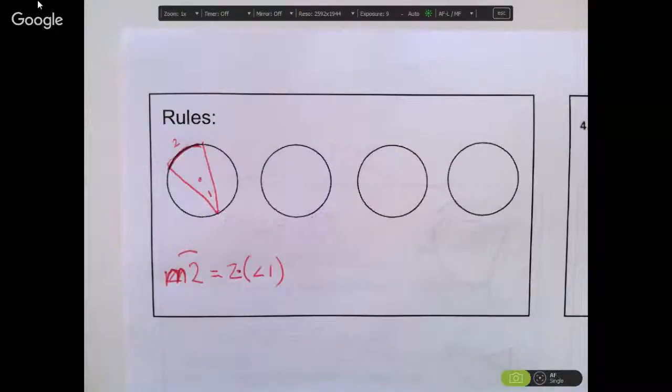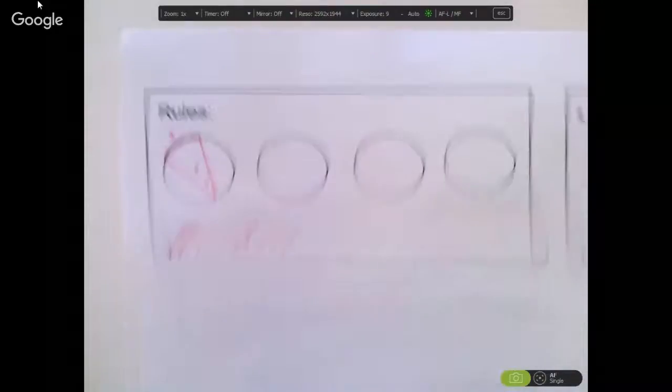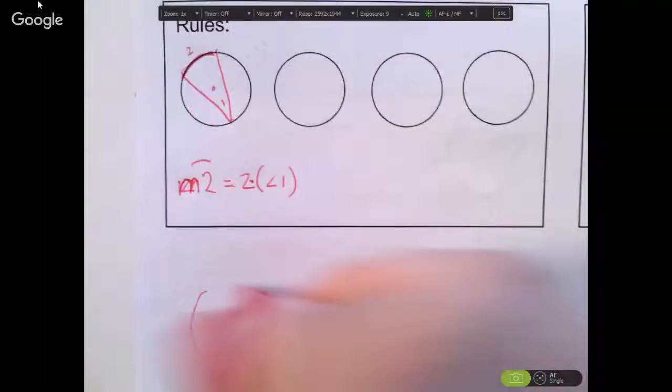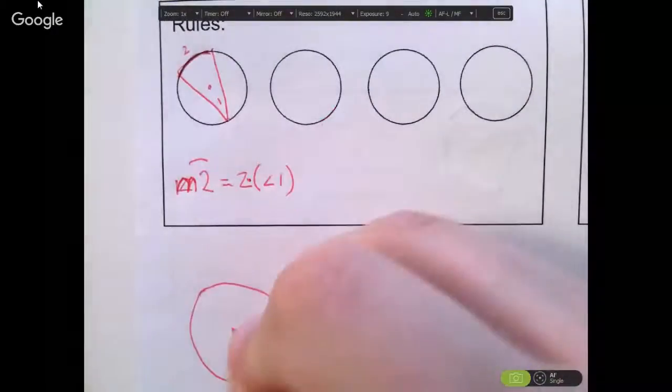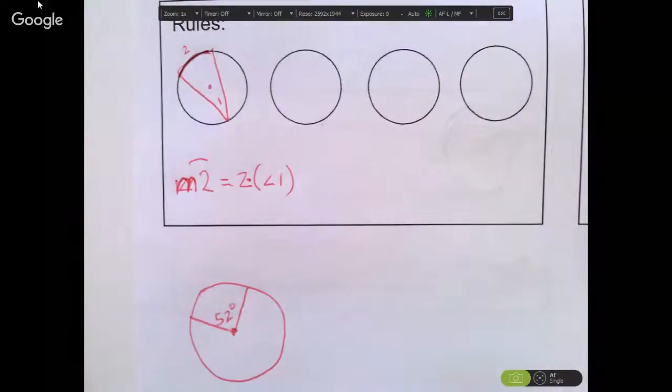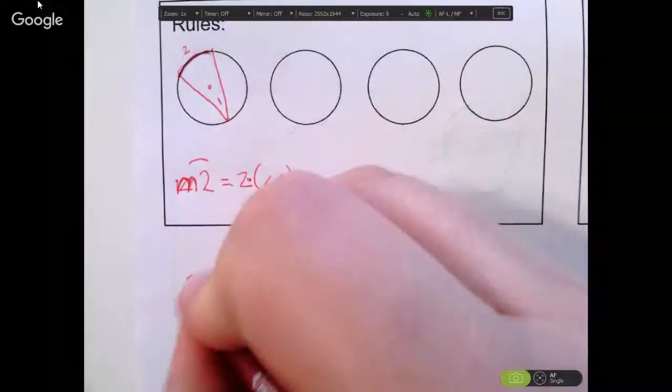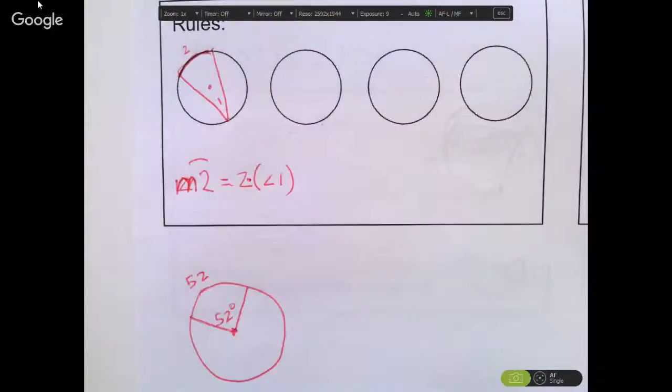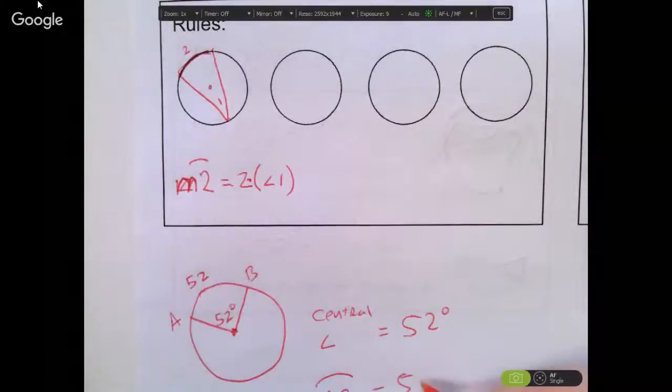So is 2 just talking about from the center point? Okay, so the central angle, this is a side note. If I tell you that this equals 52, then I also could write out here 52. So in this case, I would say central angle equals 52 degrees, or I would say that arc, arc AB equals 52. Those mean the same thing.